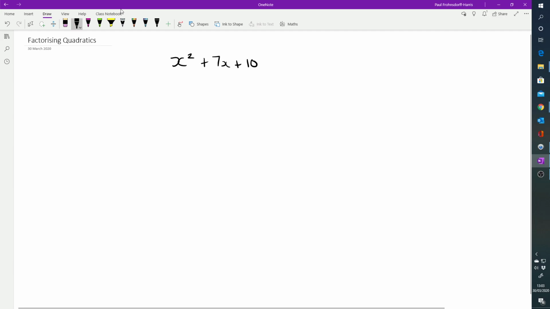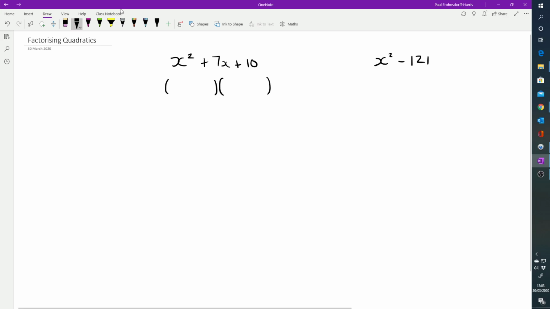What we're looking for here is a pair of double brackets, and we know it's a pair of double brackets because it's an x squared, an x, and a number. This is also true if it's just an x squared and a negative number, such as 121, but it's not true if it's an x squared and an x. That would go into a single bracket.